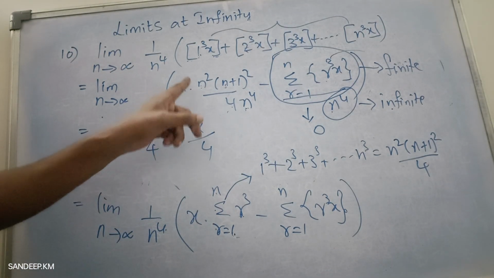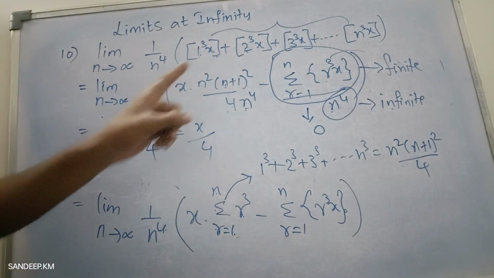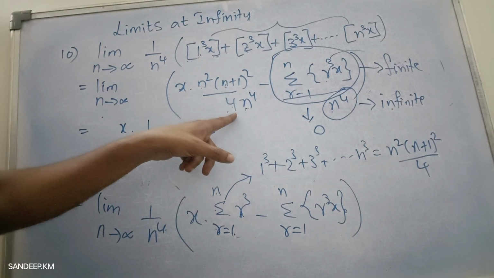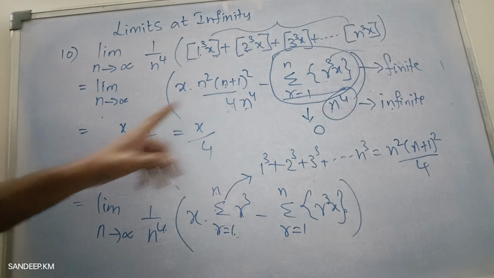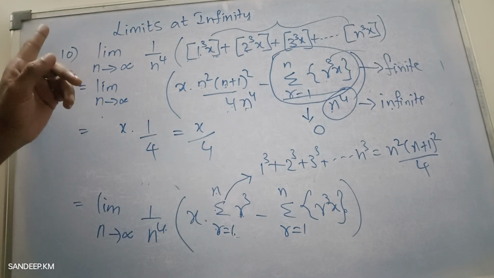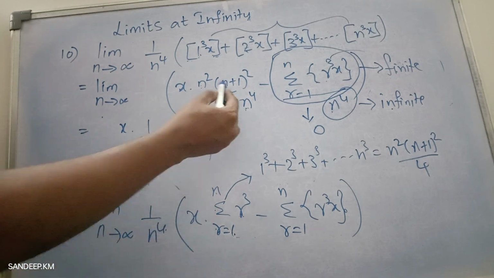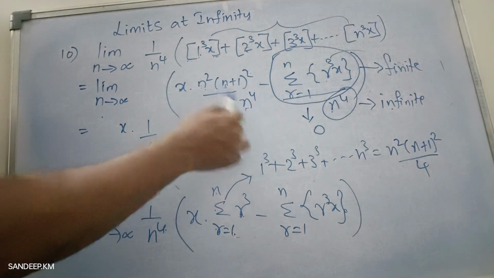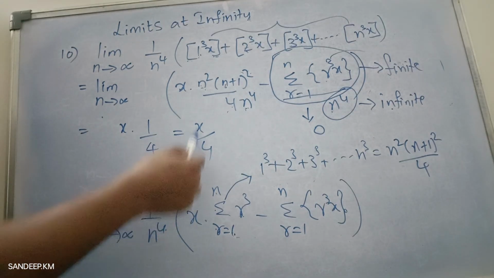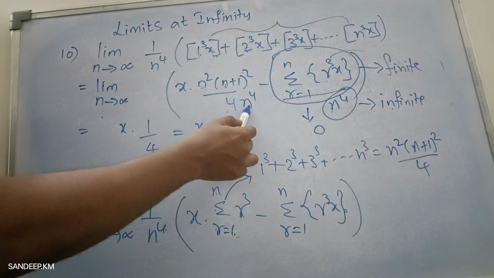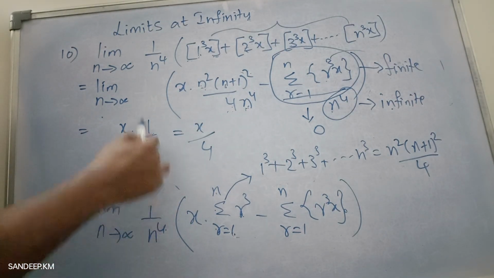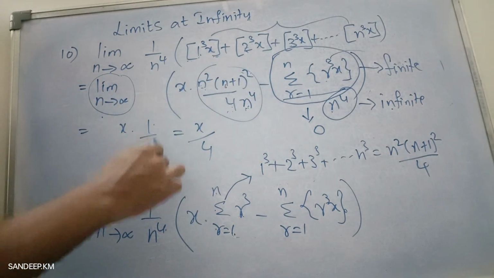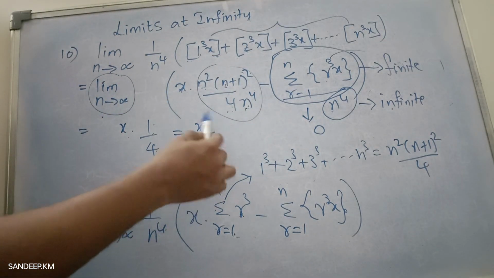If you are confused in understanding this step, you are supposed to watch yesterday's video. When the numerator is a polynomial and the denominator is a polynomial, how to find the limits at infinity, I explained in the previous video. So here n square into n square, meaning the n power 4 coefficient is 1, and in the denominator the n power 4 coefficient is 4. So we'll take 1 by 4. The limit of this will be 1 by 4. x will be x only. The answer is x by 4.